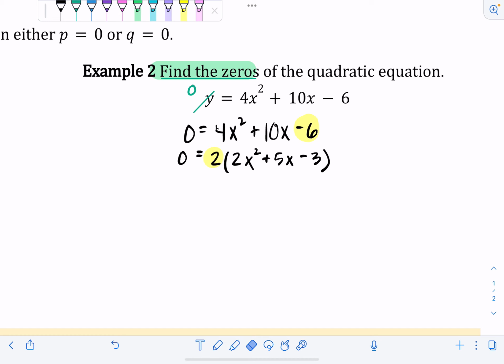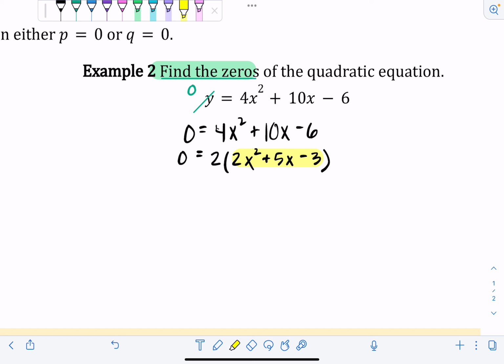Okay, so we have the 2 factored out, and you can always check to see if you factored out correctly by distributing back in your head. 2 times 2x squared is 4x squared. 2 times 5x is 10x. 2 times negative 3 is negative 6. And now that I've factored out the GCF, I want to take that trinomial, those 3 terms inside the parentheses, and I need to factor them.